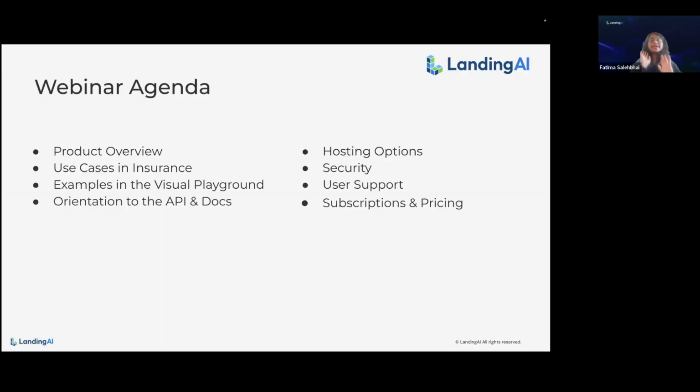For today, I will go over what ADE, or Agentic Document Extraction, our product, is, and some of the use cases in insurance. I will show the playground and how to get started with testing your use cases in the playground, and an orientation to the API and documentation, because we are essentially an API first product. The visual playground is just used for testing and initially getting started. And then I will jump to hosting options, security, etc., to get the product into production on your side.